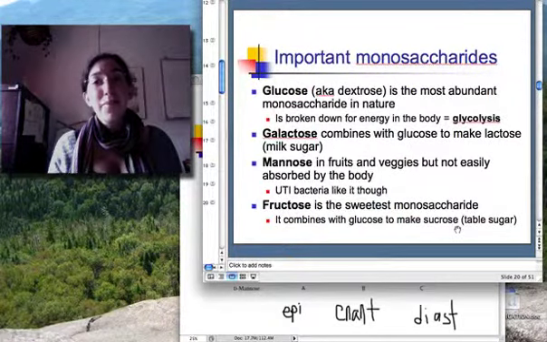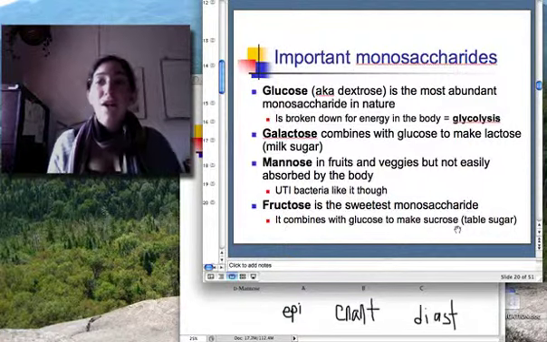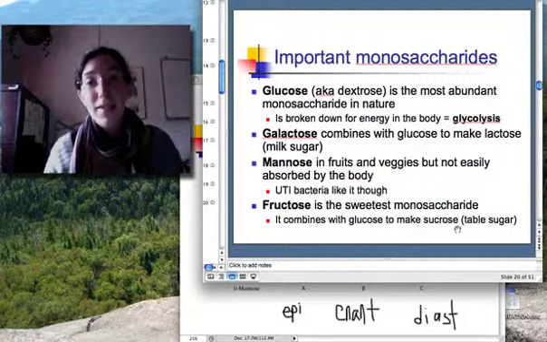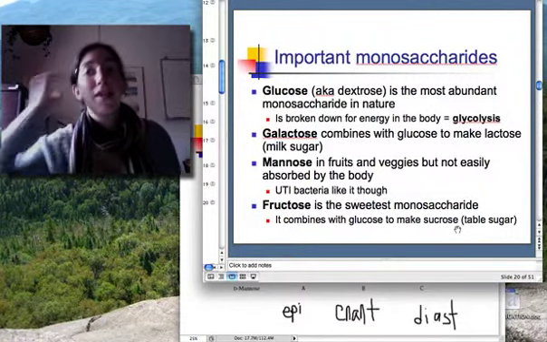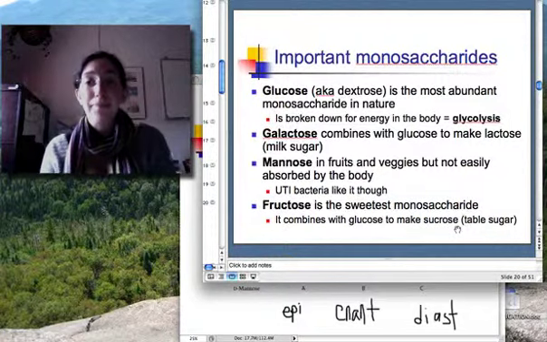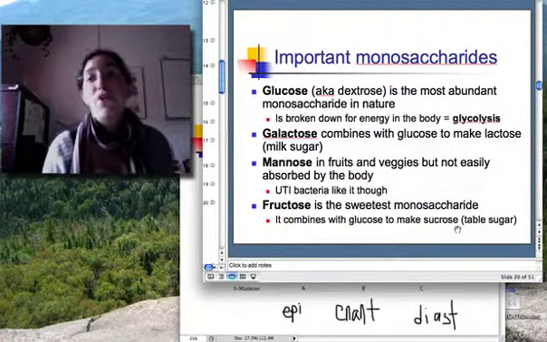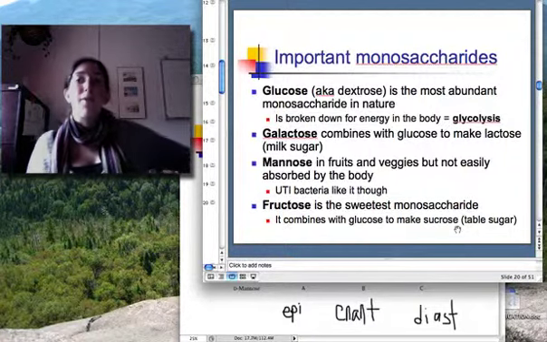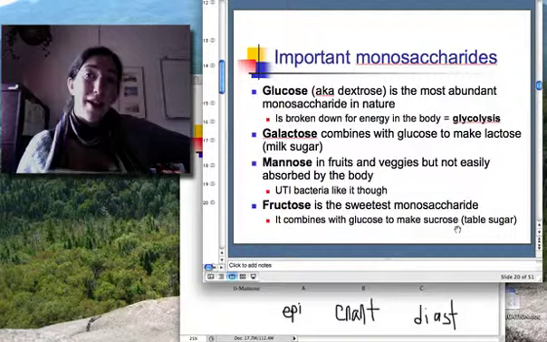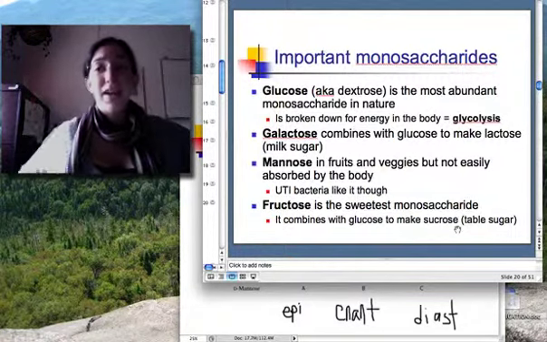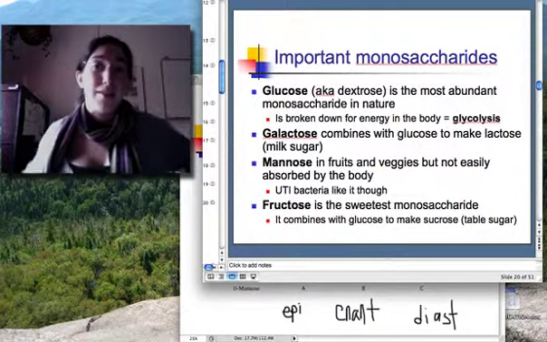Okay, so there's a lot of important monosaccharides in our diet, in our bodies. Glucose is the most prominent in the world, really. Another name for glucose is dextrose, just FYI. And it's our blood sugar. So like 90% of the sugar in our body is in the form of glucose. And we break glucose down for energy through metabolism in a process called glycolysis, which literally means breakdown of glucose.